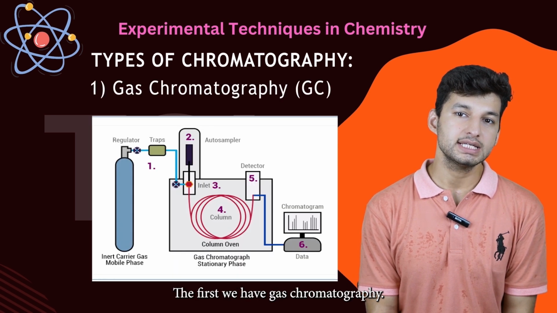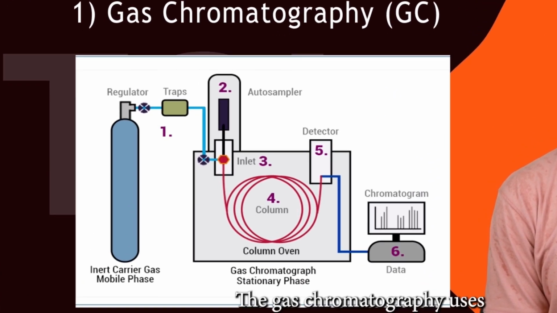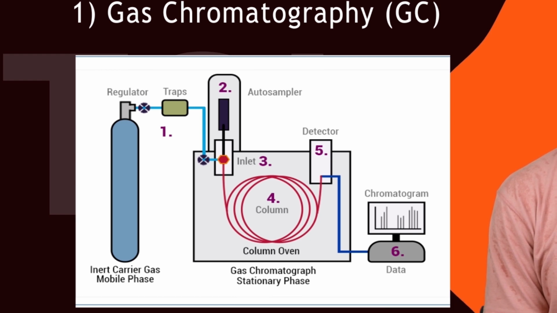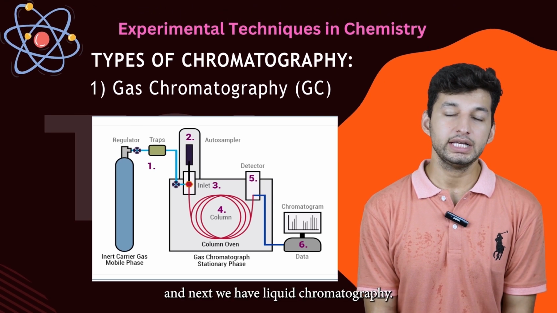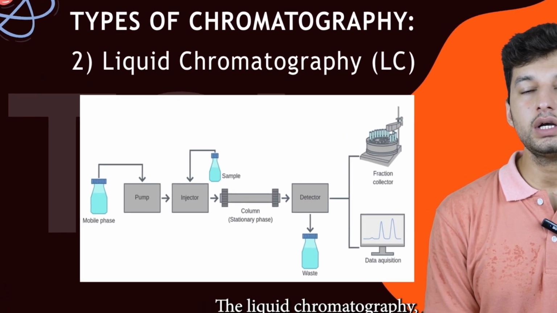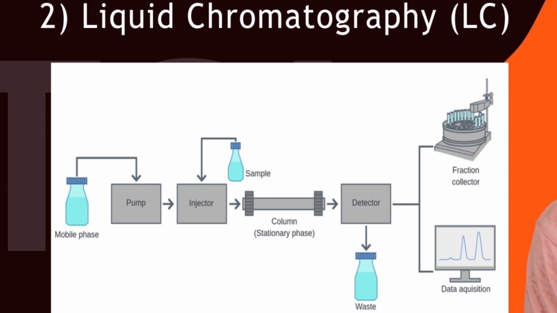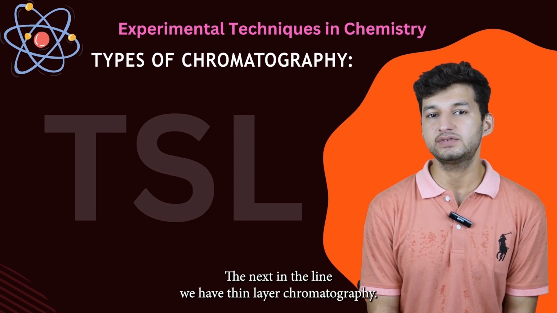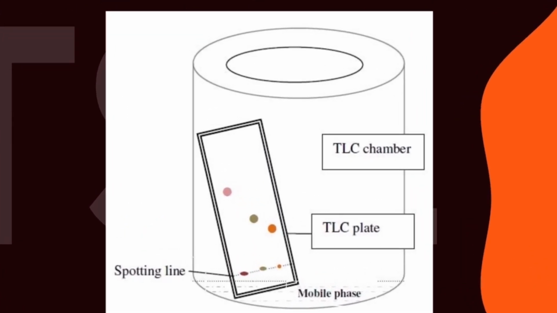The first, we have gas chromatography. Gas chromatography uses a gaseous mobile phase to separate volatile compounds. And next we have liquid chromatography. Liquid chromatography, as the name suggests, uses a liquid mobile phase, often with a high pressure system, which is called high performance liquid chromatography or HPLC, to separate a wide range of compounds. The next in line is thin layer chromatography, TLC. It's a simple and quick method where the stationary phase is a thin layer of material on a flat surface, usually glass or plastic.